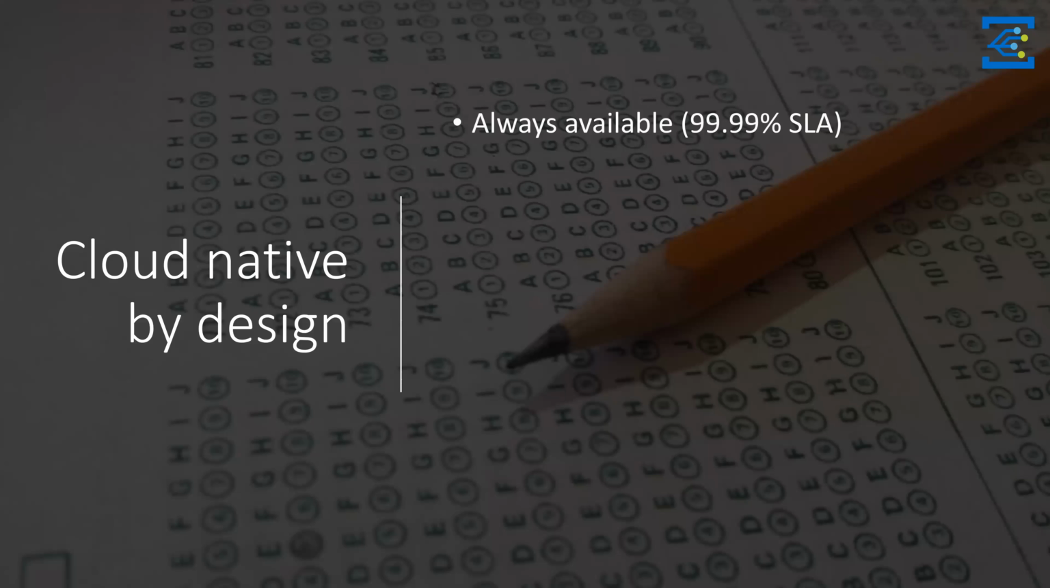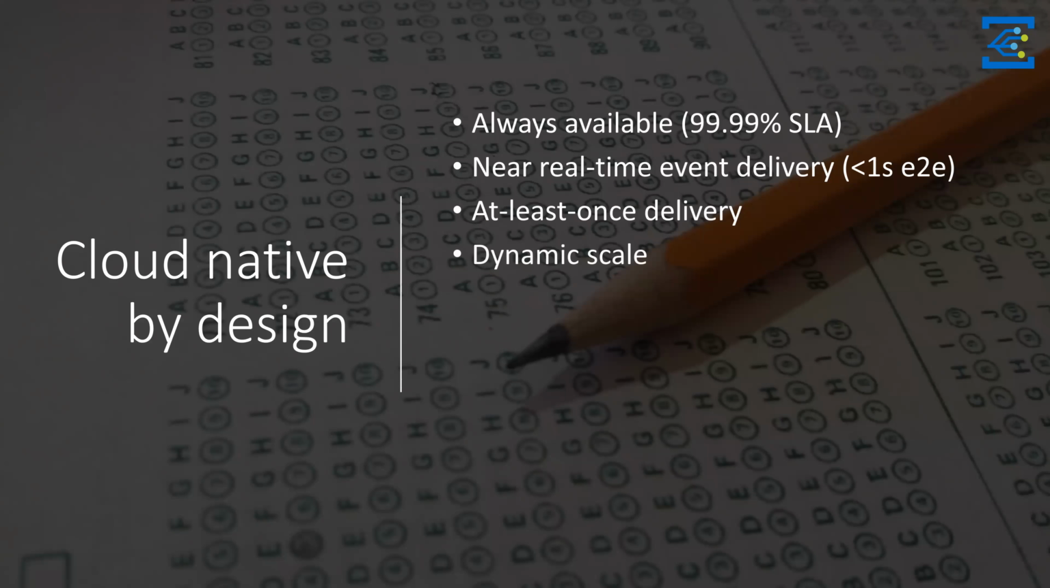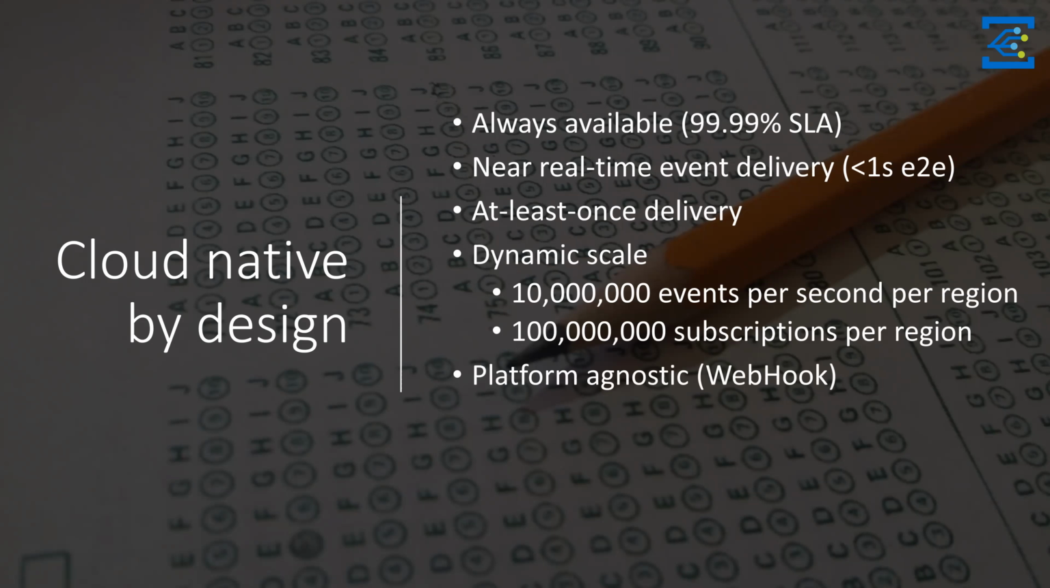So cloud native by design, availability four 9's SLA, near real-time event delivery. So it's less than 1 second end-to-end, at least once delivery. Dynamic scale. You don't have to worry about provisioning anything. It's all handled by the server. You don't have throughput units. You don't have messaging units, none of that. Internally, servers can handle tens of millions of events per second per region, or hundreds of millions of subscriptions per region. We don't do anything about that.